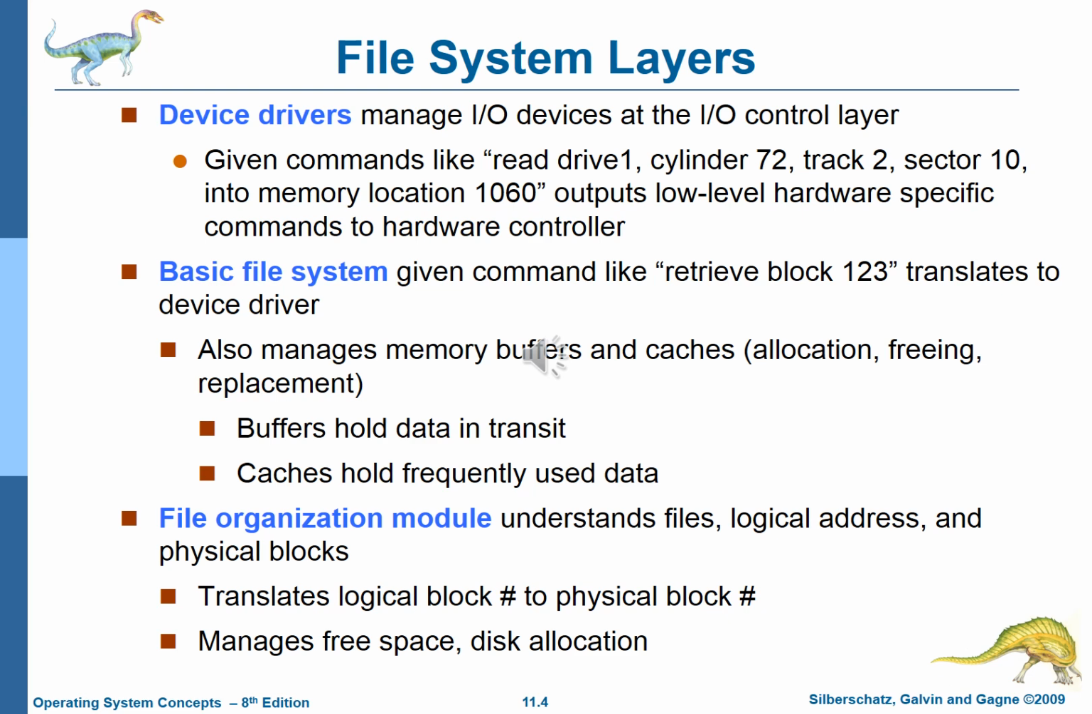The basic file system handles simpler commands like retrieve block 123. So it is in the form of blocks, which block reading or writing has to be performed on, and it will be converted into a command that is understood by device drivers. The basic file system also manages buffers and cache for improvement in performance. The file organization module translates logical block number to physical block number, and it also manages free space. It understands files, logical addresses, and physical blocks.